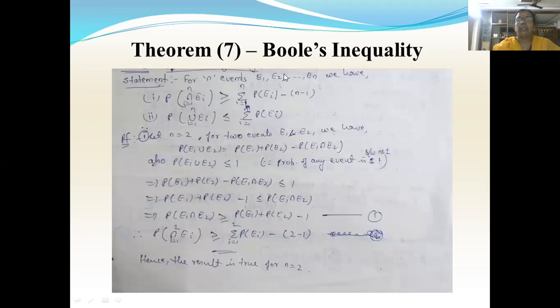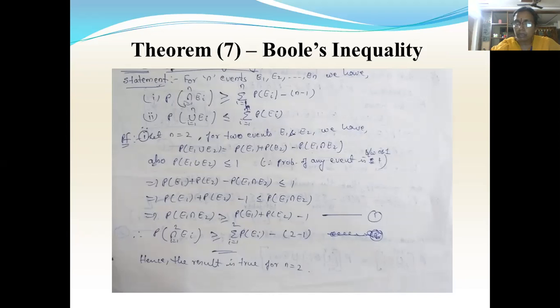Next inequality is Boole's inequality, which is an important inequality. First we'll see the statement. For n events E1, E2 up to En, the probability of the intersection of Ei for i equal to 1 to n is greater than or equal to the summation of P of Ei minus (n minus 1). And the second inequality is the probability of the union of Ei, i from 1 to n, is less than or equal to the summation of P of Ei. These two we have to prove because this is a generalization to n events. We'll prove this using the principle of mathematical induction.